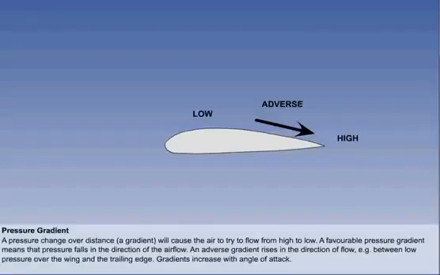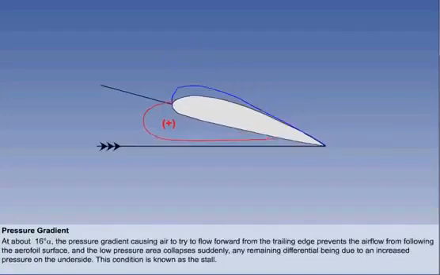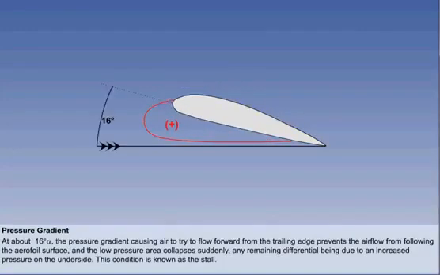As the angle of attack reaches about 16 degrees, the adverse pressure gradient is such that the air is trying to flow forward from the trailing edge against the airflow, preventing the previously smooth streamline flow from following the surface of the aerofoil, and causing the low pressure area over the upper surface to collapse suddenly. Any pressure differential remaining is due to the pressure increase on the underside only. This condition is known as the stall, described fully in a later lesson.